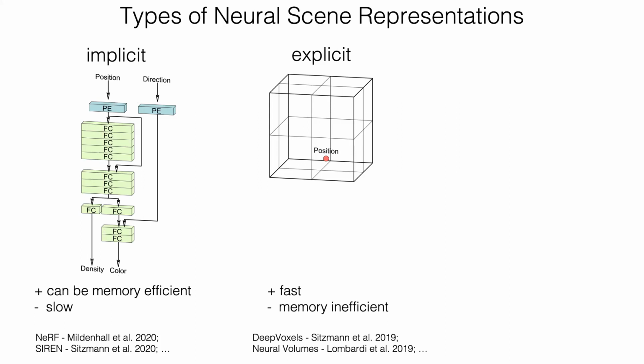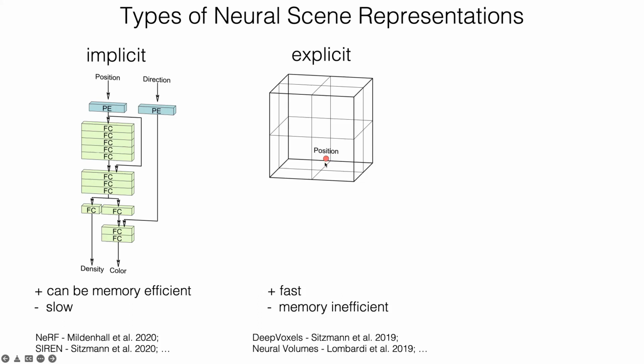Your good old voxel representation, on the other hand, the explicit representation, basically would just store features on a regular grid. For example, in 3D in a voxel grid. 5D gets a little bit harder to store all of this in memory, but for 2D images, 3D scenes, 1D signals, this actually works pretty well. And it's actually the common practice today.